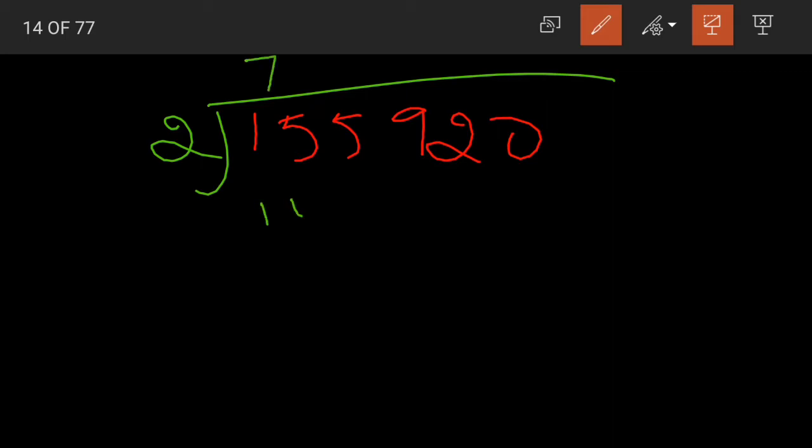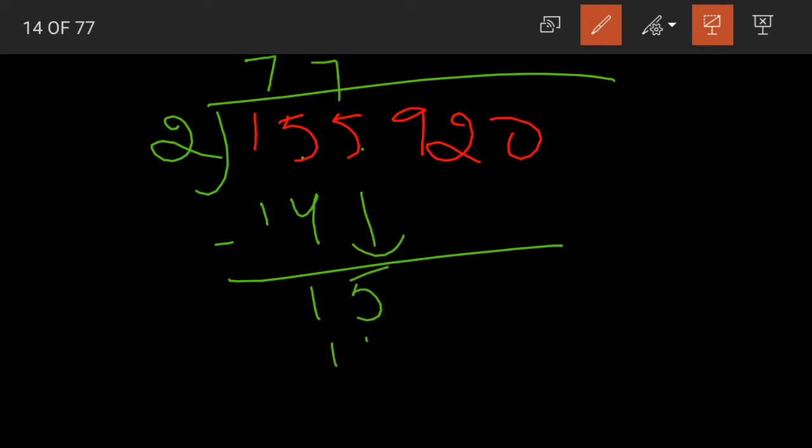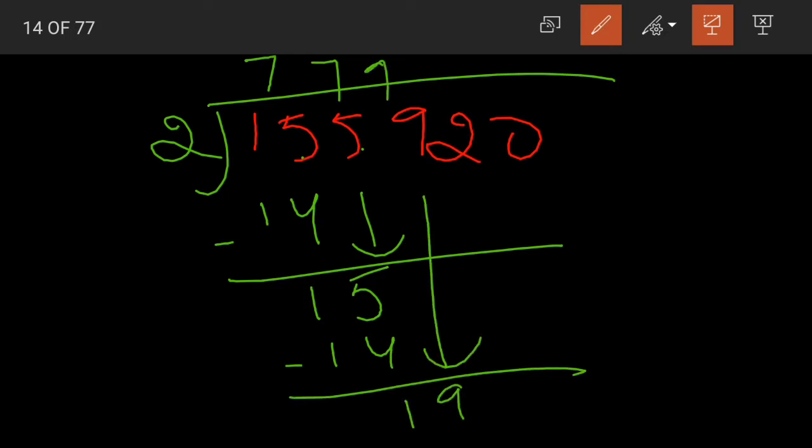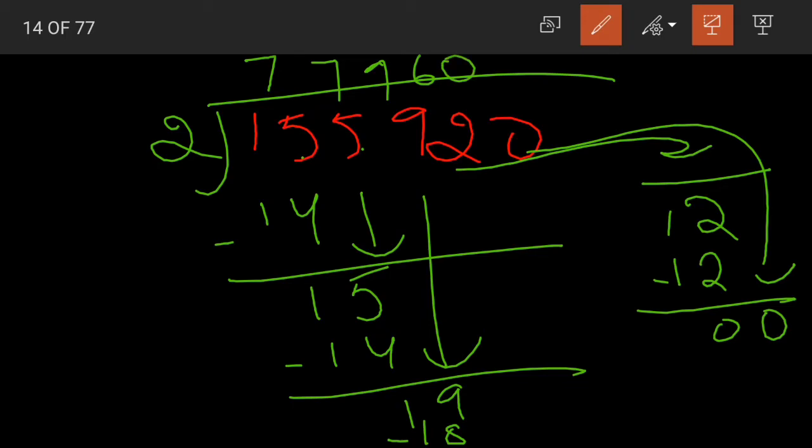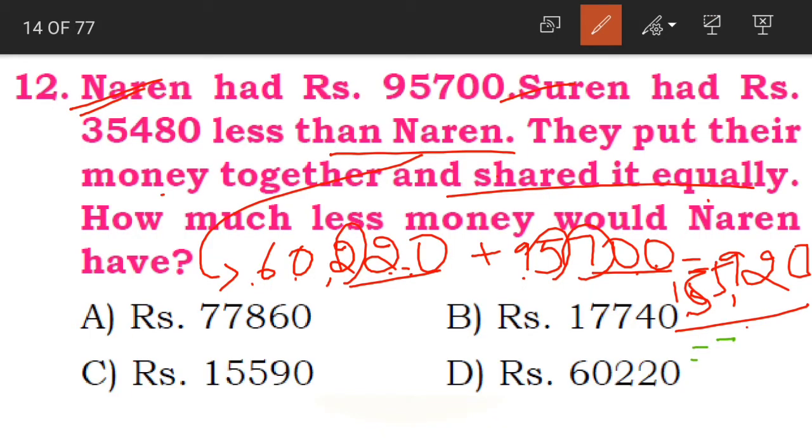Yes. 2 sevens are 14. Now when we subtract, 1 is remaining, 5 carried, 5 brought down, 2 sevens are again 14. When we subtract, 1 is remaining, 9 is brought down, 2 nines are 18. So when we subtract, 1 remains, then comes 2 down, 2 sixes are 12, 0. And then lastly we bring 0 down, 2 zeros are 0. What is the final answer, children? 77,960.